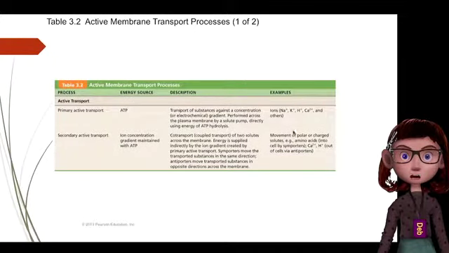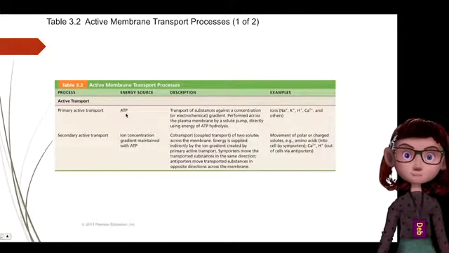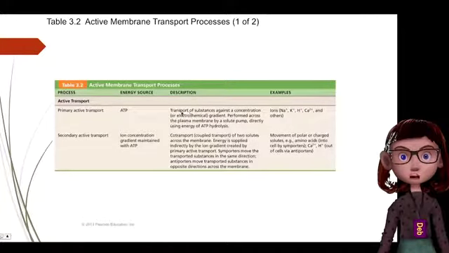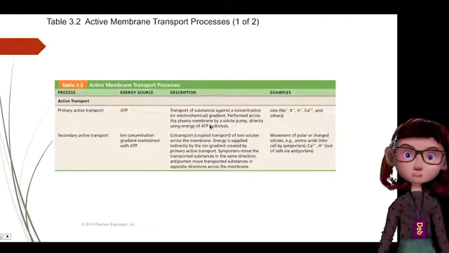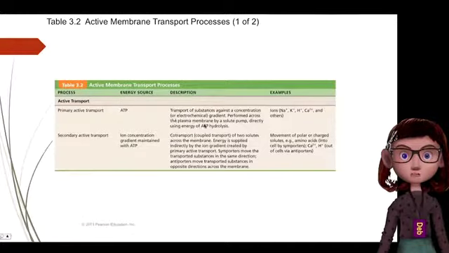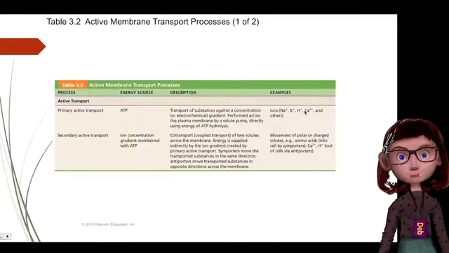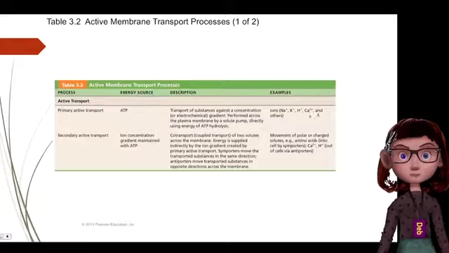Table 3.2 gives you a summary of active membrane transport processes. Primary active transport: the energy source is going to be ATP, and this is the transport of substances against their concentration or electrochemical gradient. It's performed across the plasma membrane by a solute pump directly using the energy of ATP hydrolysis. The examples would be moving the ions sodium, potassium, hydrogen, calcium, and others.